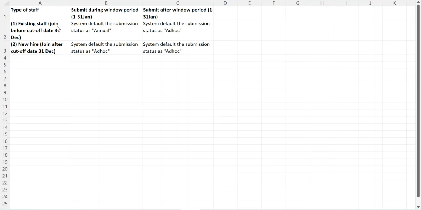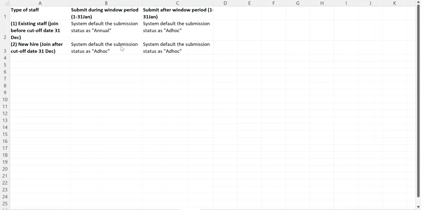The requirement is, when an employee is submitting that custom portlet, those who were hired before 1st of January every year, for them, when they are submitting the request, the system should automatically default it as annually. And also if anyone submits after this window period, that is 1st of January to 31st of January, the system should default it as ad hoc.